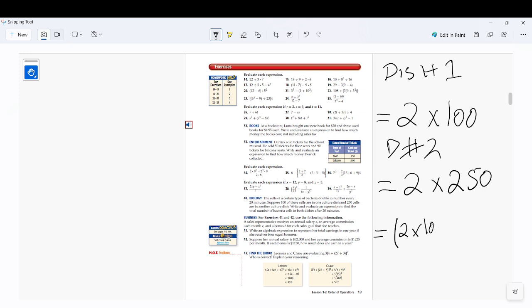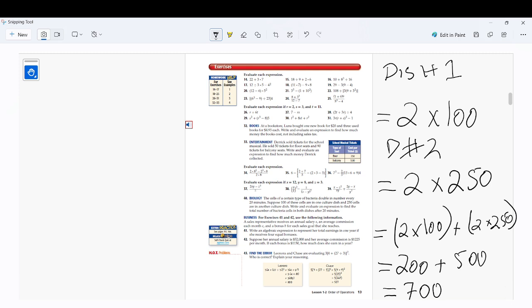2 multiplied by 100 plus 2 multiplied by 250, right? So now 2 multiplied by 100 is 200, right? And 2 multiplied by 250 is 500. So the total will be 700 bacteria in two dishes in 20 minutes.